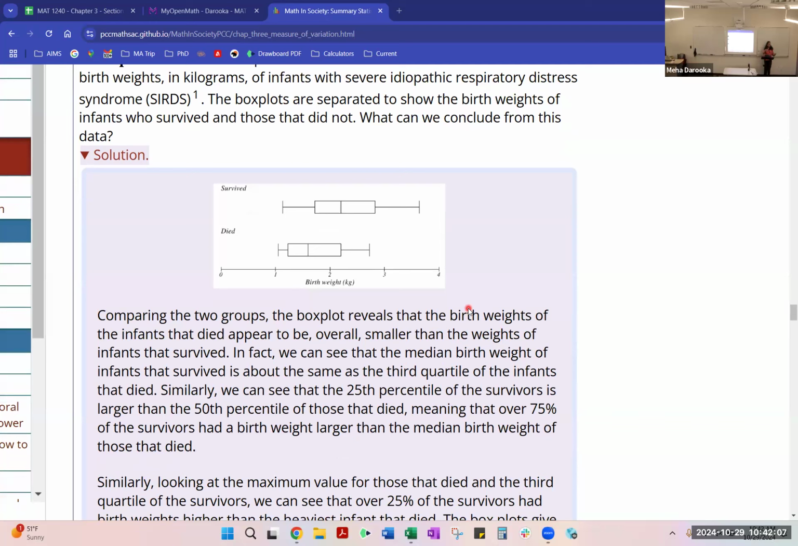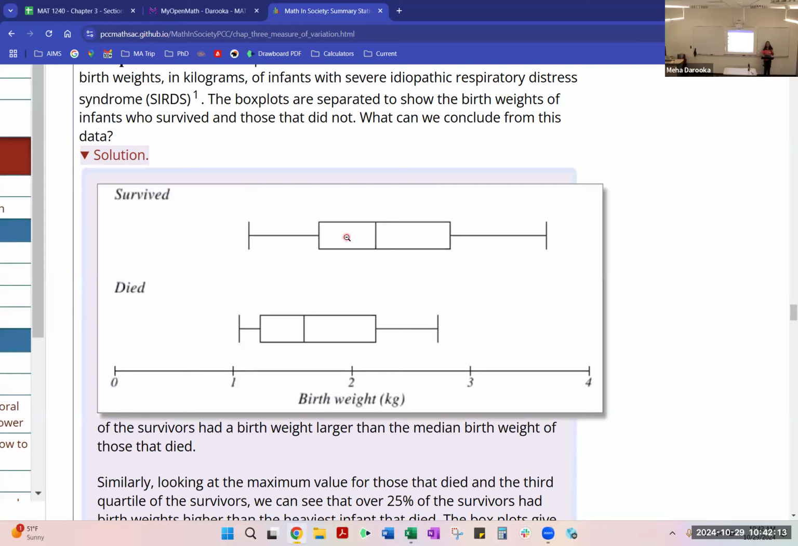They did not give us a table. They did not tell us how many were in the study, what our sample size was. And that's where, guys, that visual representation becomes very, very crucial because we have no idea how many infants were in this study. We have no idea what their birth weights were. All we have is a summary, right? We know the minimum, we know the maximum, we know quartile 1, quartile 2, quartile 3.